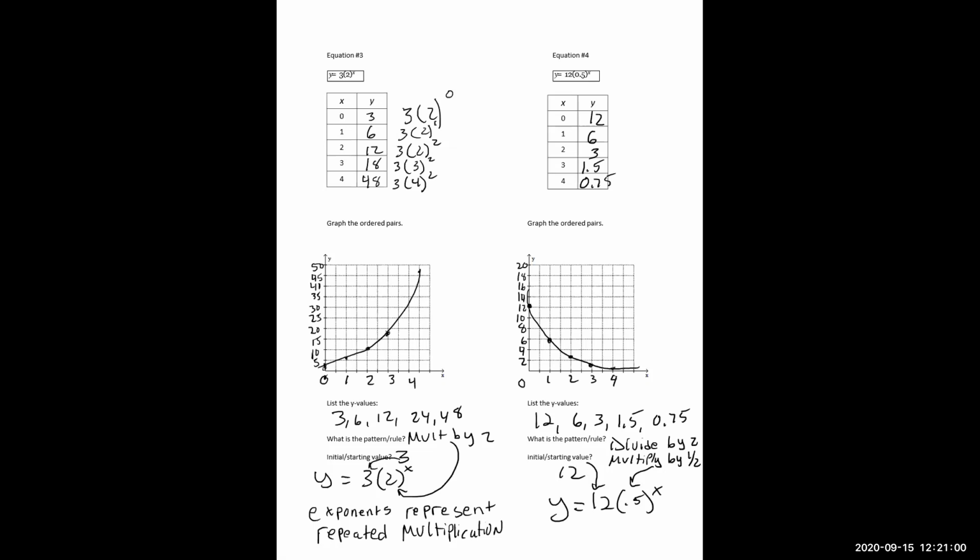Well, now that you're all warmed up and ready for unit number 2, let's go ahead and dive into the content.